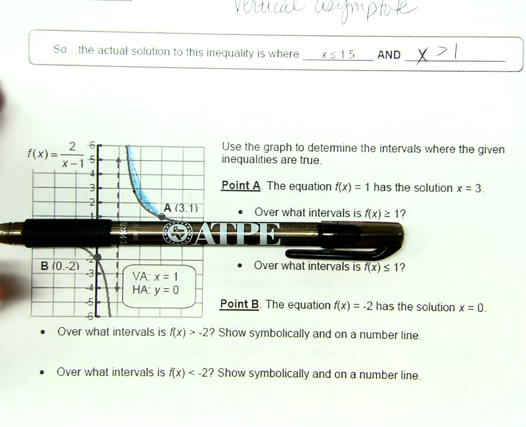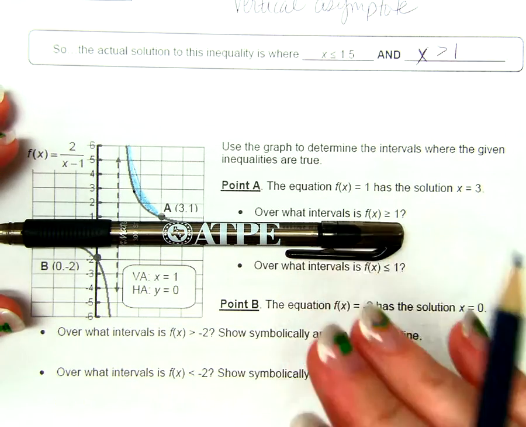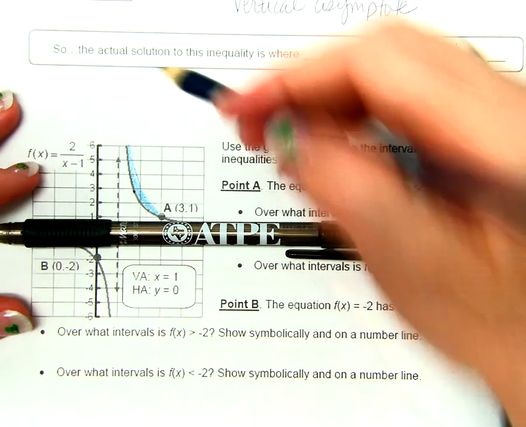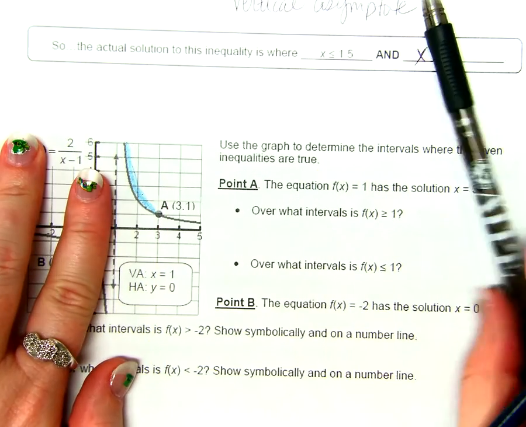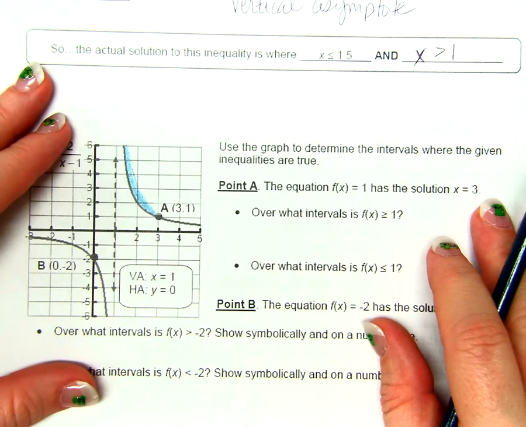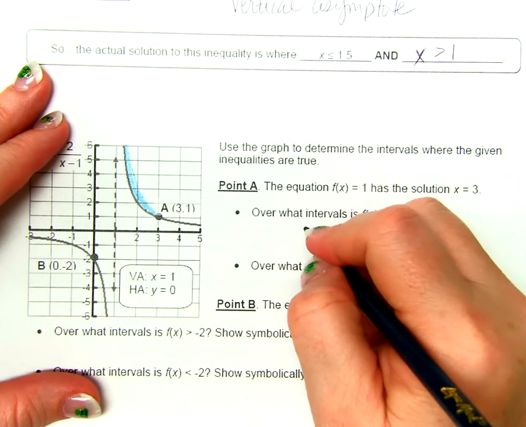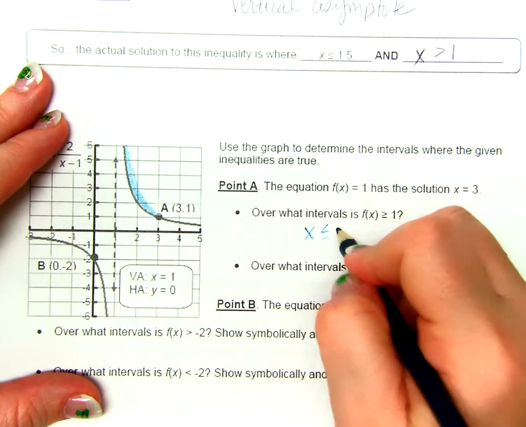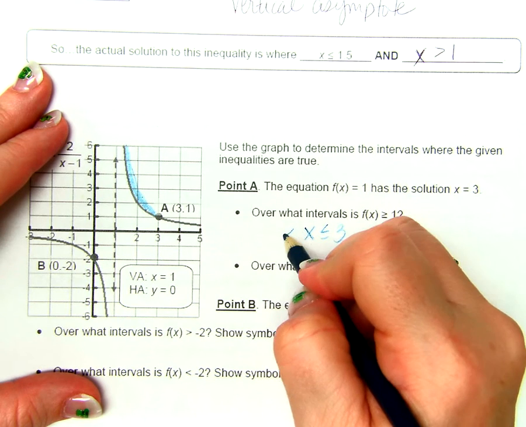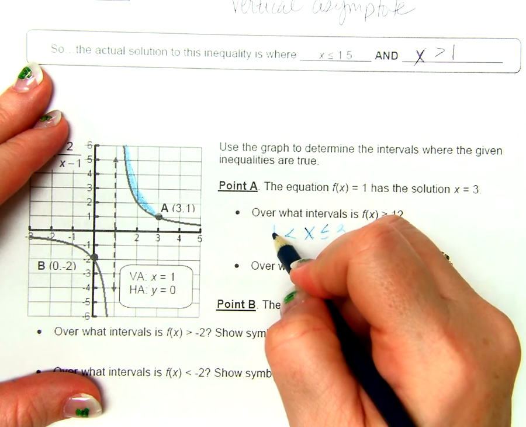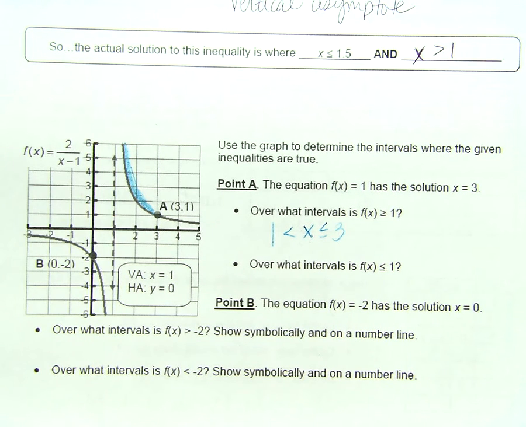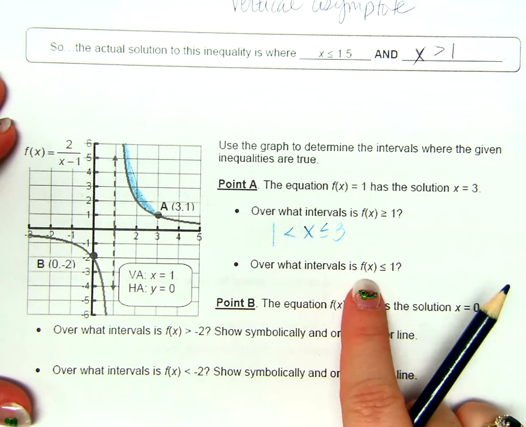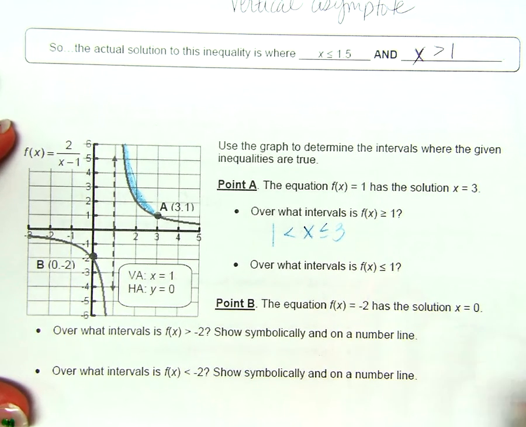Does that make sense? So tell me, now what are the x values for the blue part that I just shaded in? Now look this way. What are the x values? So it's less than or equal to 3 and greater than 1. See? Because that's where the asymptote stops it. Does that make sense?